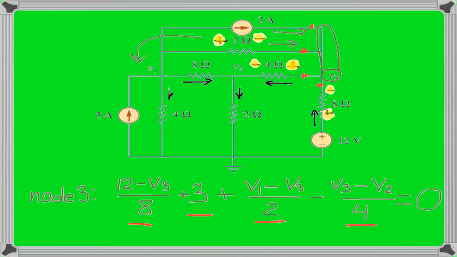So basically, this is the idea how to write nodal equations. Once you have completed your equations, you can simplify and solve them in order to find nodal voltages V1, V2, and V3. And later, if required, you can find the current in each branch of the circuit.